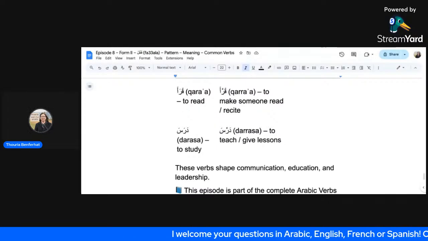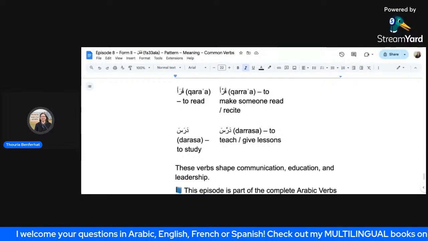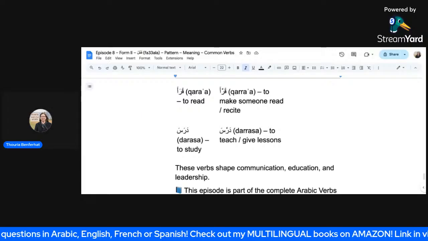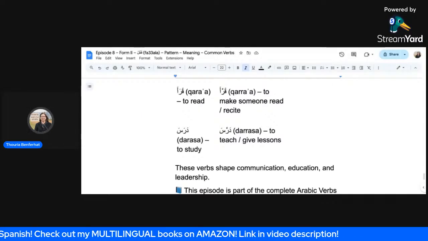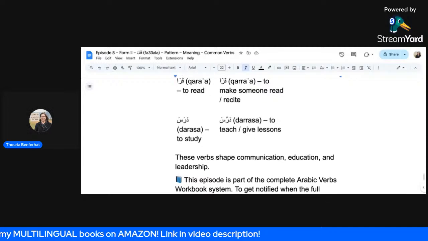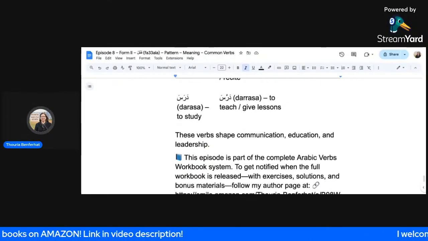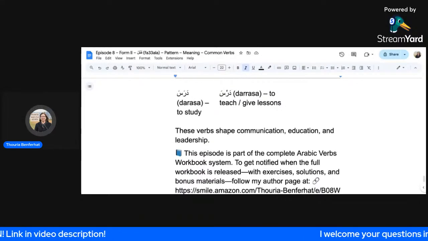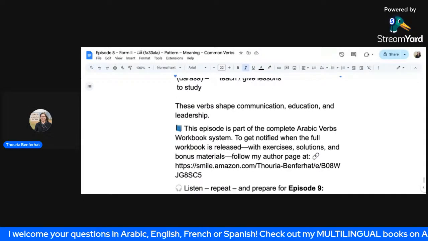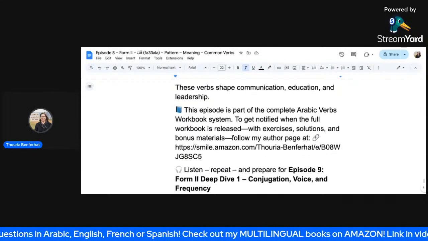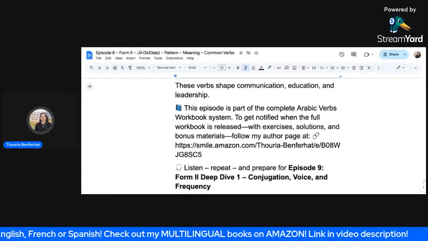This is used when reciting Quran. Like if a sheikh is having someone read Quran, that's the verb we use. قرّأه القرآن أو قرّأه السورة. He made him read the verse. درس is to study, form 1. Form 2, درّس is to make someone study or to teach or to give lessons, right? These verbs shape communication, education, and leadership.